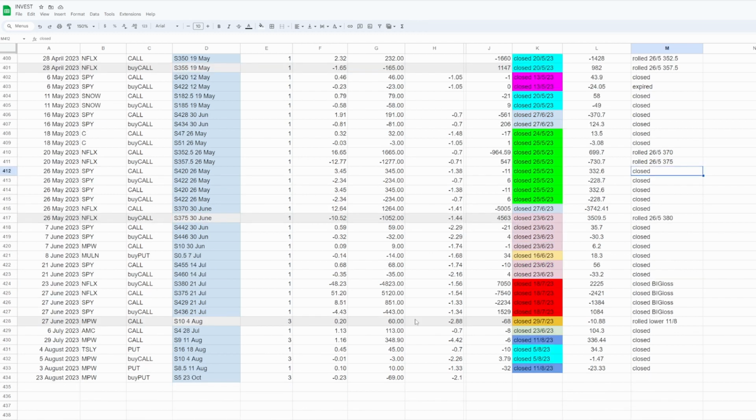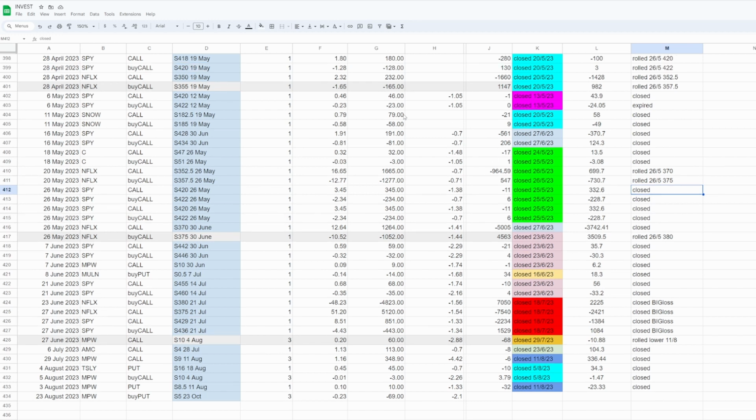So going down, you can see that I've been trading in Netflix, SPY, MPW, some terrible stocks there, AMC, and we can see that the numbers have gotten quite wild. This one here was closed for a big loss, so that's not too good. It's just a couple of comments, but a lot of these have been closed already. But you can see that I've been doing spreads, which has caught me out, which is a very risky tactic with such a small account.